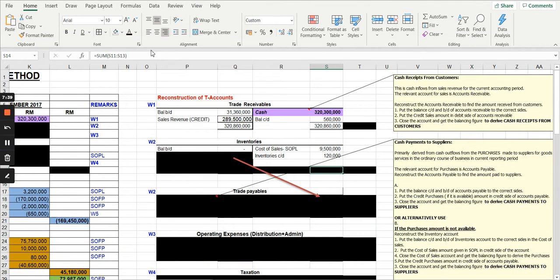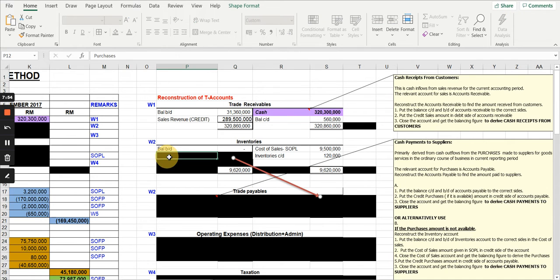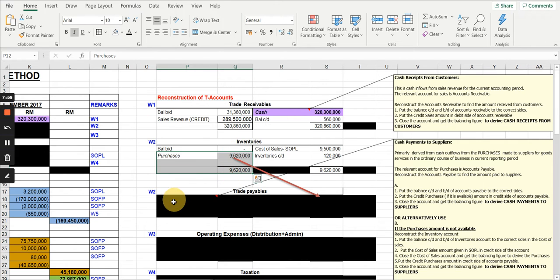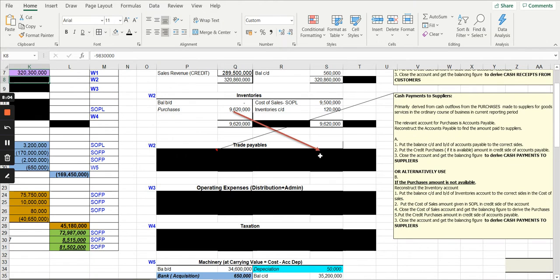Now total up the credit side. If you total up the credit side, you get 9.62 million. And therefore, you deduct the one on the debit side. No balance, but if you have, you need to do so. So none. So 9.62 is the cash payment to supplier? Not yet. That is the purchase that you are trying to find.